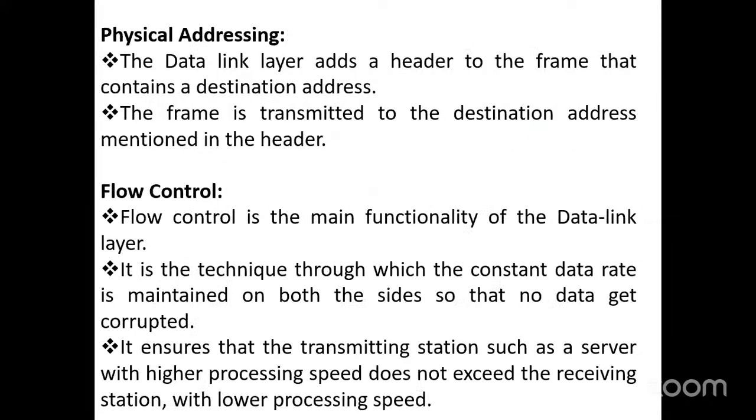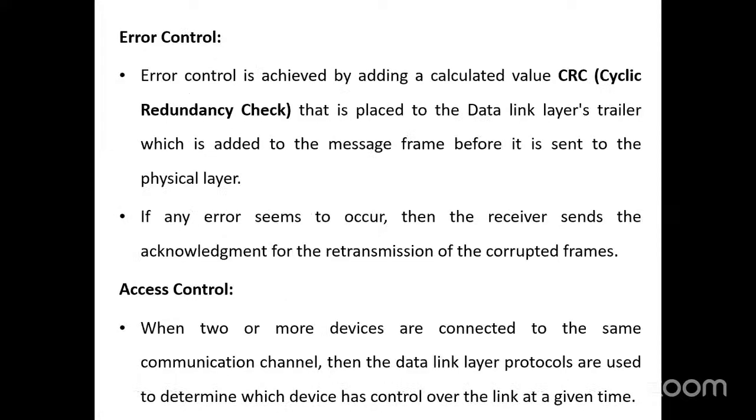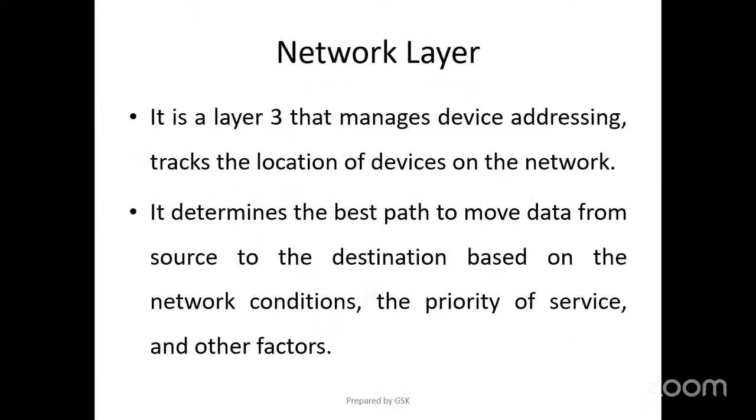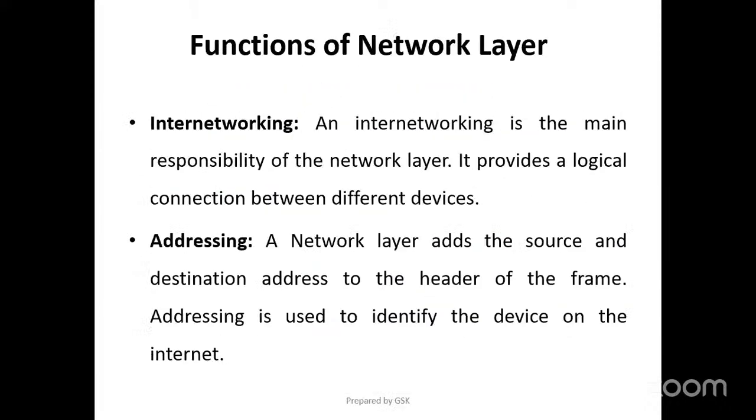Then physical addressing, one of the important things here. Every device in the network must be recognized with the help of physical addressing. In this, we use the MAC address of the individual devices. Then error control, which is error recognition and correction, and access control, which decides which device must be accessed first.